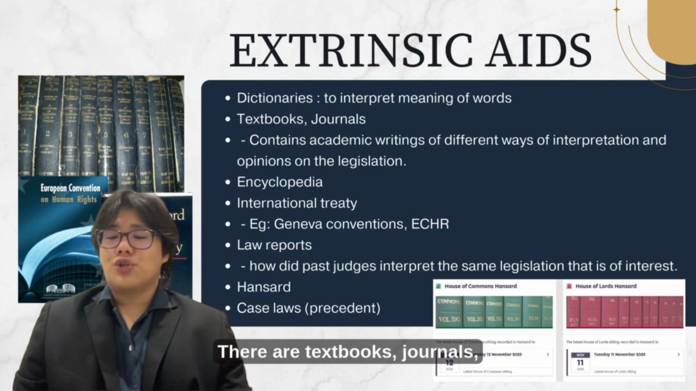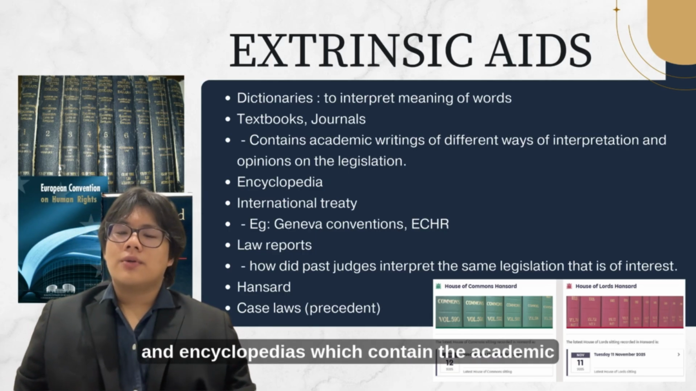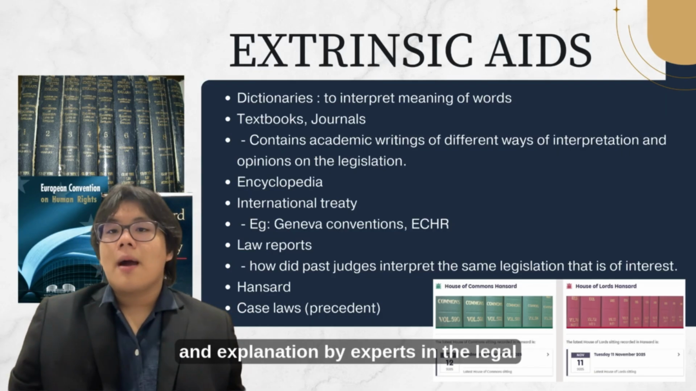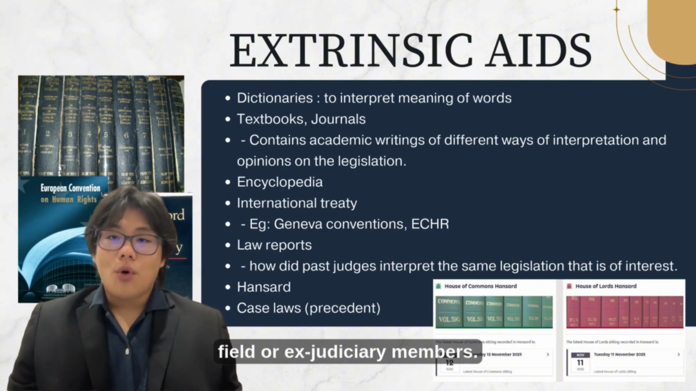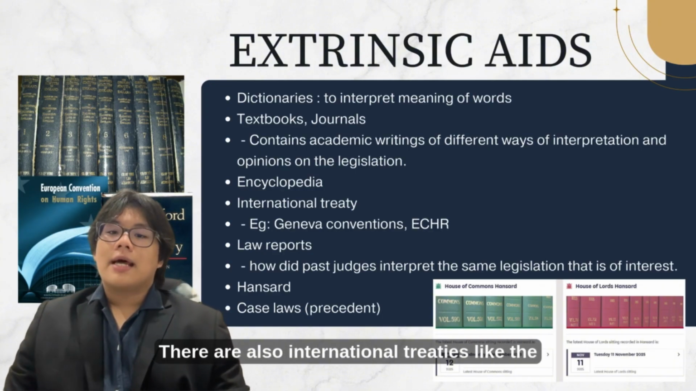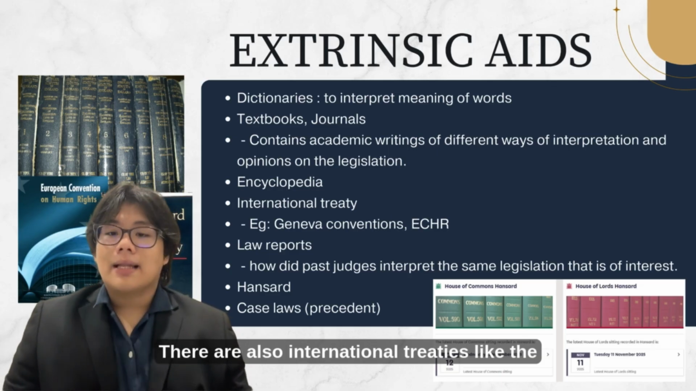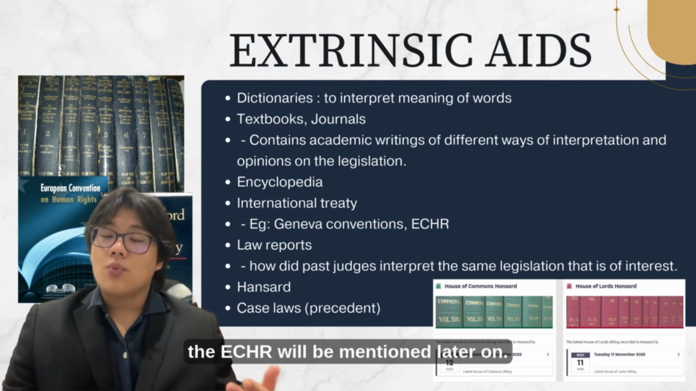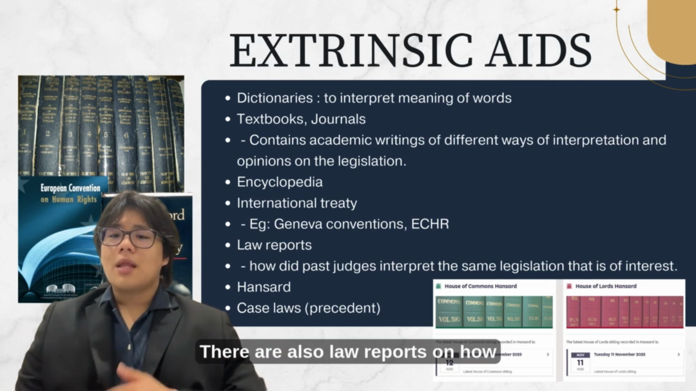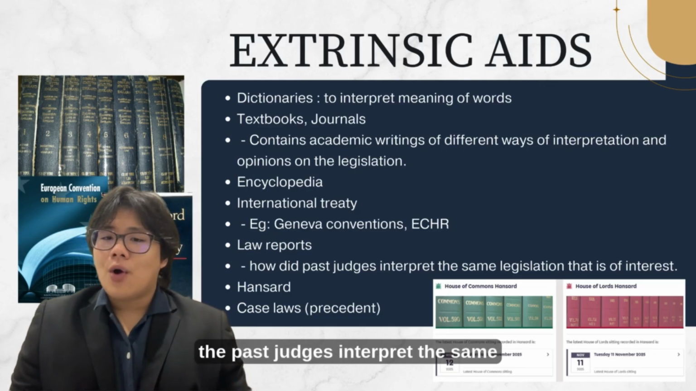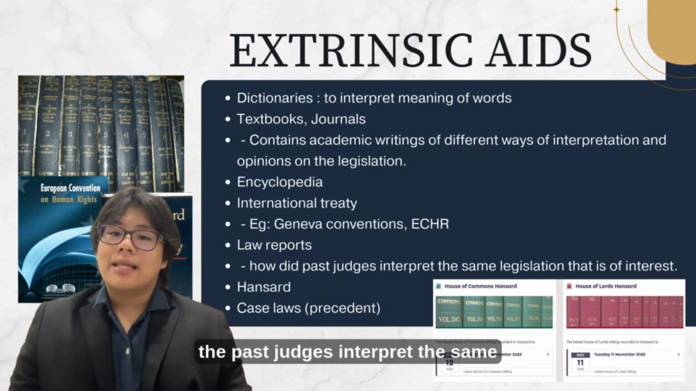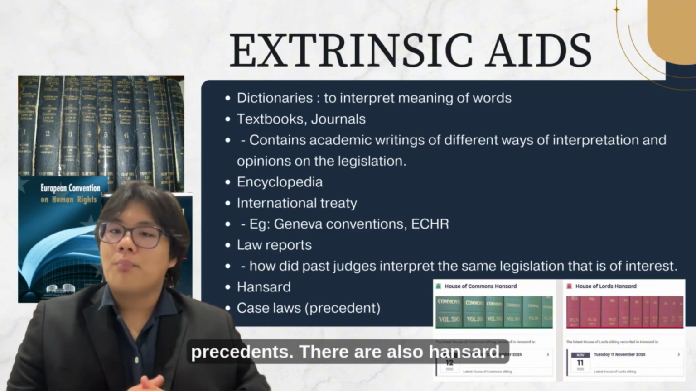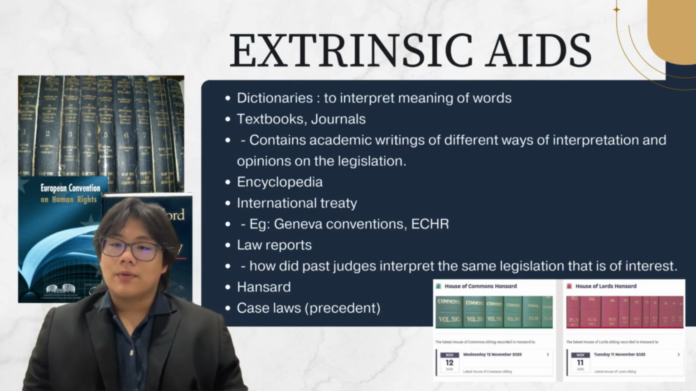There are textbooks, journals, and encyclopedias which contain the academic writings of different ways of interpretation, opinions, and explanation by experts in the legal field or ex-judiciary members. There are also international treaties like the Geneva Convention or the ECHR, which will be mentioned later on. There are also law reports on how past judges interpreted the same legislation of interest, and also case law, or called precedents. There are also Hansard.